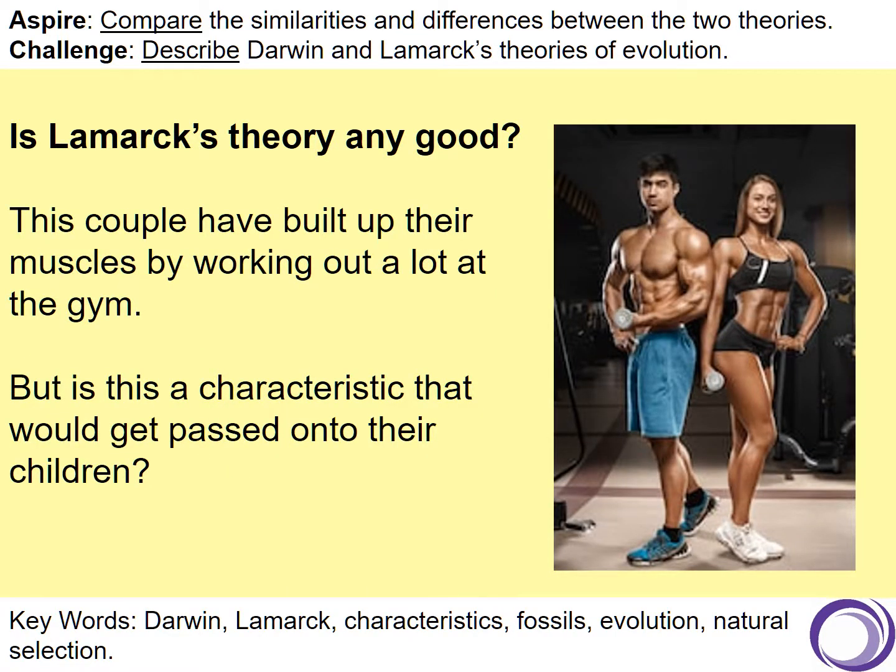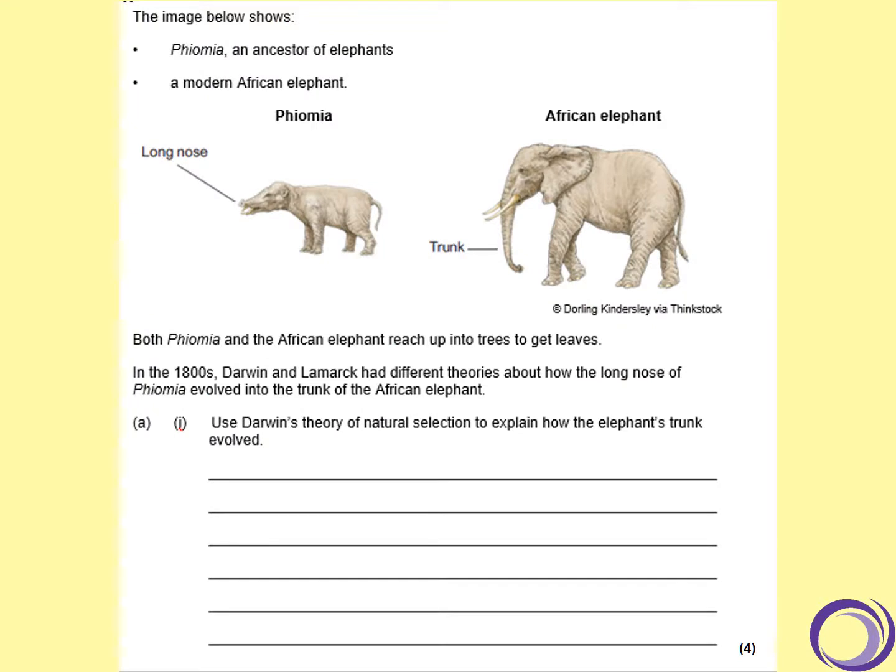So the couple in the picture have built up their muscles by working out at the gym, but this characteristic would not then get passed on to their children. So these questions about Darwin and Lamarck and their opposing theories of evolution come up a lot on exams.